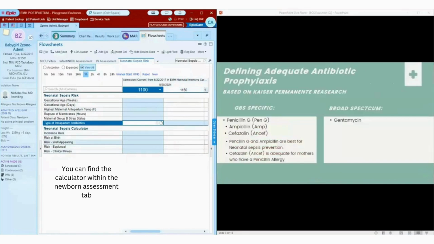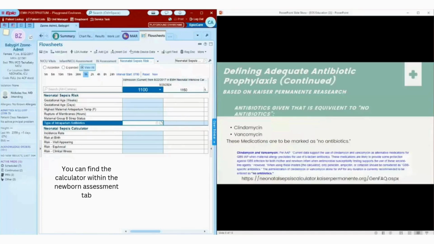So defining adequate antibiotic prophylaxis. Antibiotics are commonly scored incorrectly. Incorrect antibiotics can alter the ultimate score, which can lead to a delay in care. So our GBS specific antibiotics would be your ampicillin, penicillin, and Ancef. Over here we have broad spectrum antibiotics, and those would be antibiotics like gentamicin.